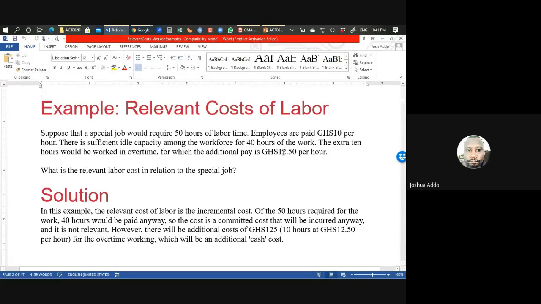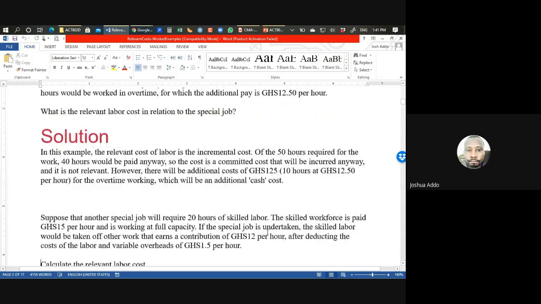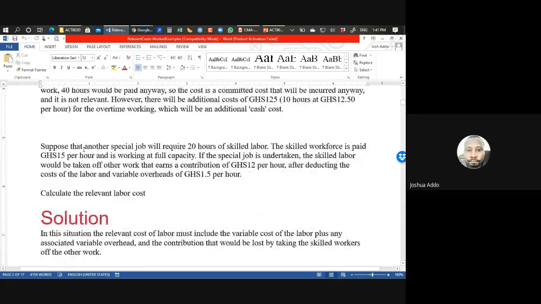That's why we are paying them at 12 cedis 50 pesewas. So this is what we use. The extra 10 hours will cost 10 hours times 12 cedis 50 pesewas per hour, and that will give us 125 Ghana cedis. So this is the only relevant cost to this job. And then it was built up as follows.